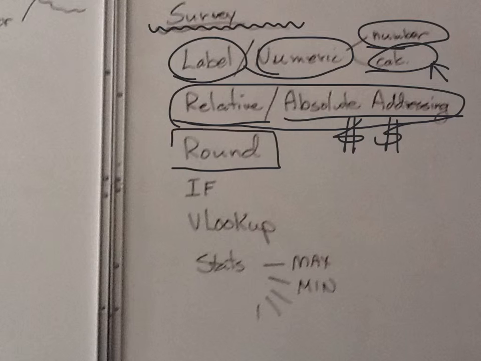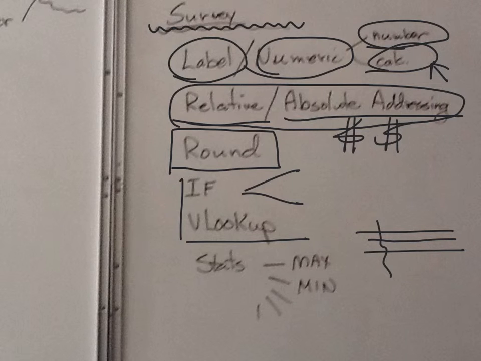You should be able to round, use these in IF, this or this, vertical lookup. You've got a table, look up here, and grab a value maybe here. Some simple statistics, max, min, and so forth. Maybe the average.